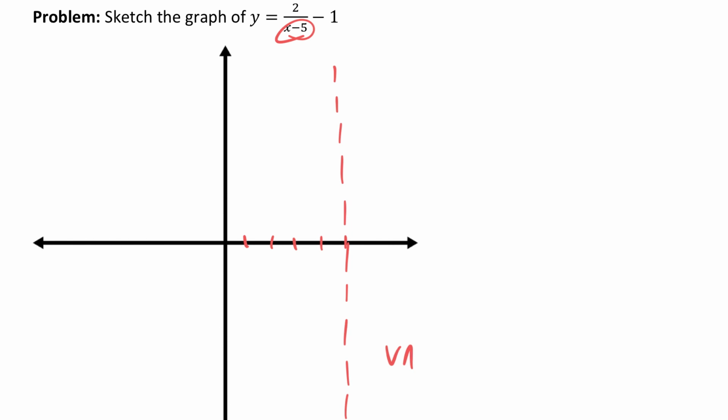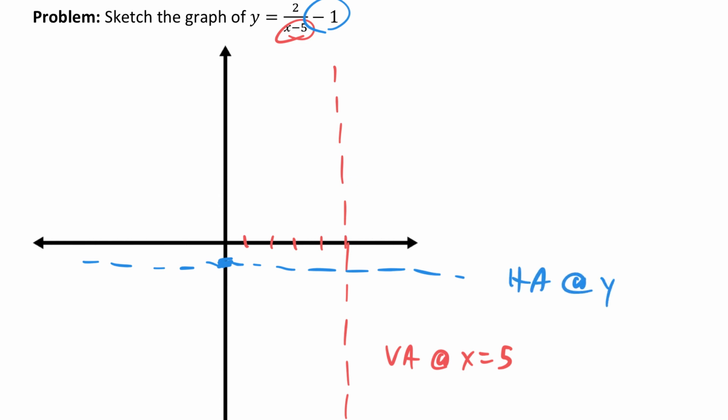So there's my vertical asymptote at x equals 5. And based on this, we're going to move down 1. So there is my horizontal asymptote at y equals 1. Now I'll make a little table of values.